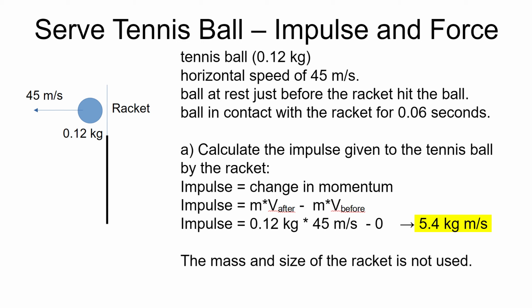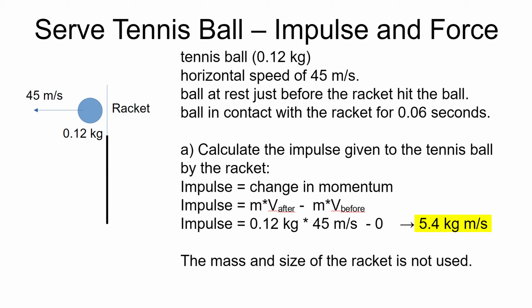Impulse is change in momentum. Well, mv after minus mv before. That's the change in momentum. How do we calculate the impulse? Well, you know the mass of the tennis ball. We're given the velocity after, 45 meters per second. And I've been trying to convince you the velocity before the collision is 0. So there was no momentum initially.